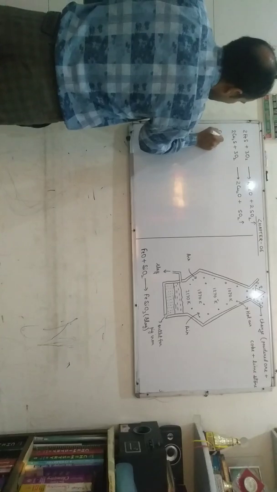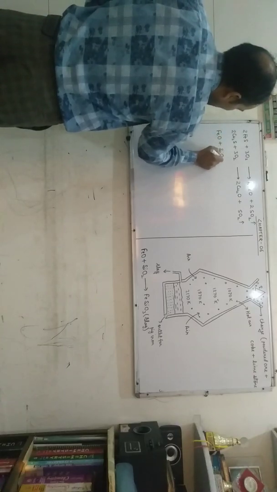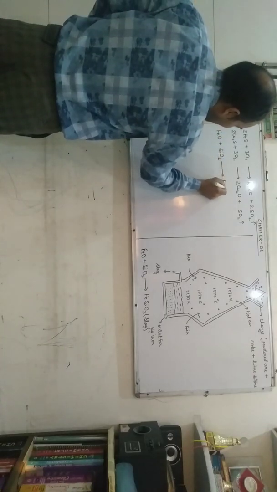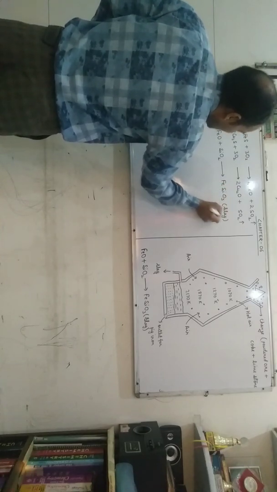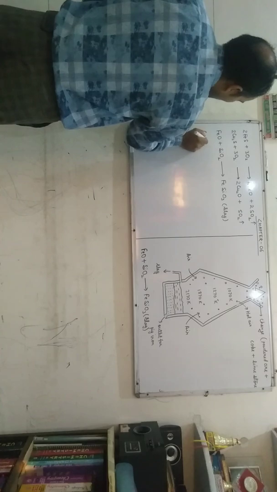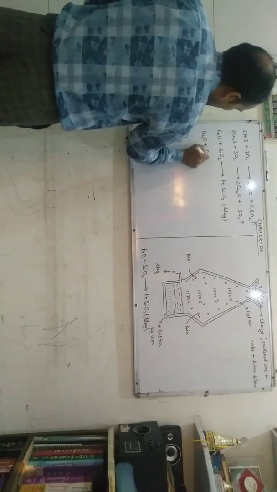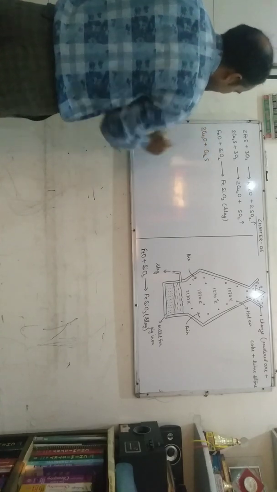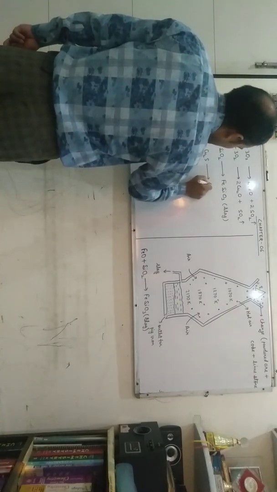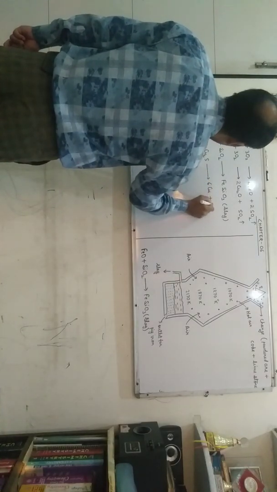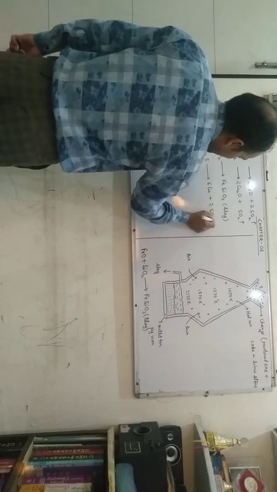Now iron oxide combines with silica to form iron silicate. It is a slag, that is the unwanted material, while the copper oxide further reacts with copper sulfide. I repeat again, copper oxide further reacts with copper sulfide to give copper metal with elimination of sulfur dioxide gas.